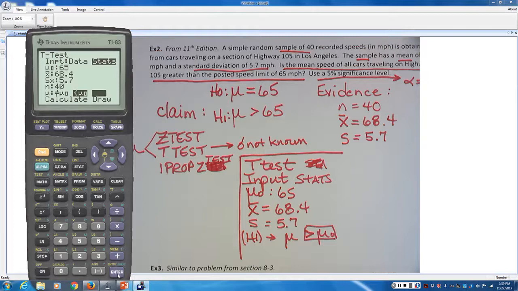So do you put the cursor on mu, which one is it? All the way to the right? All the way to the right where it says greater than mu sub 0. This mu sub 0 that it's flashing on is referring to that number up there that you've told it. Your claim is that the mean is actually greater than that 65 that you entered at the top. And then you can calculate or draw.